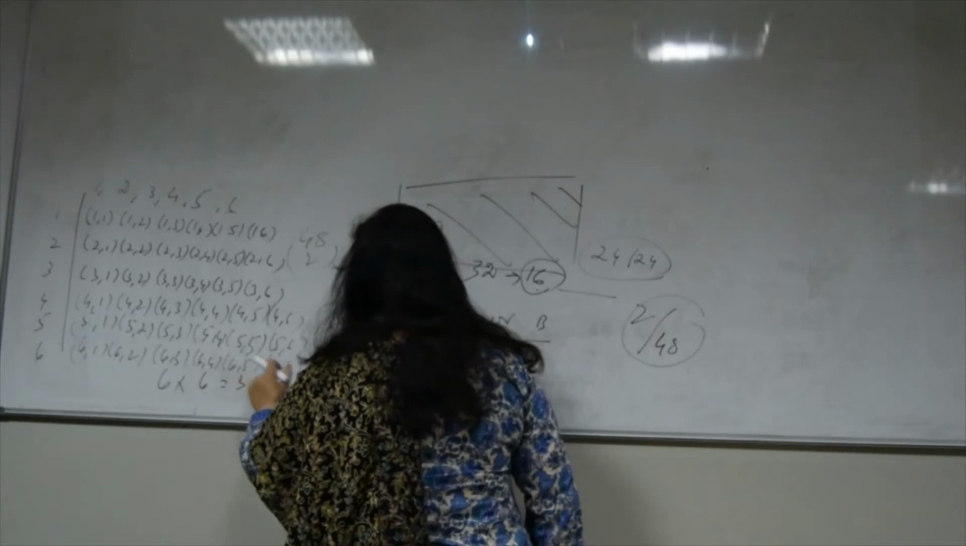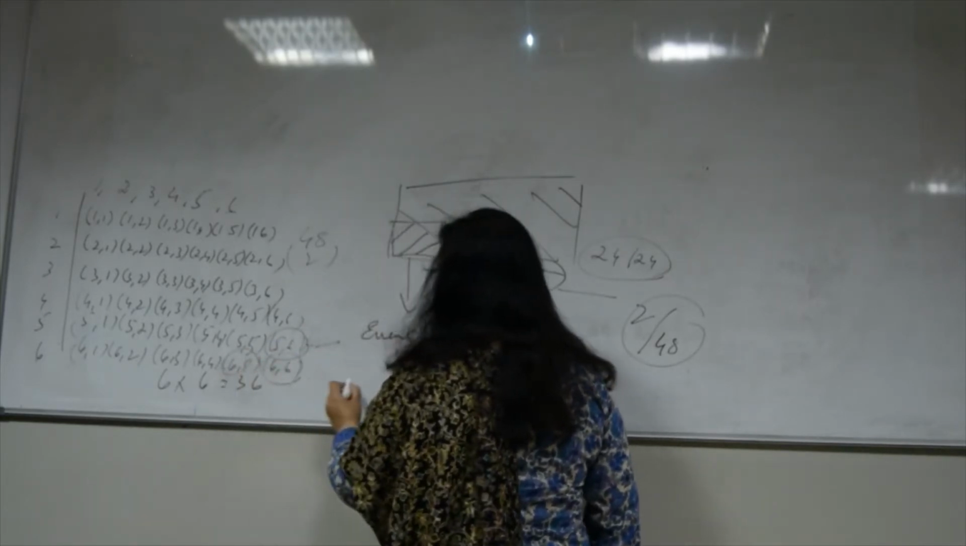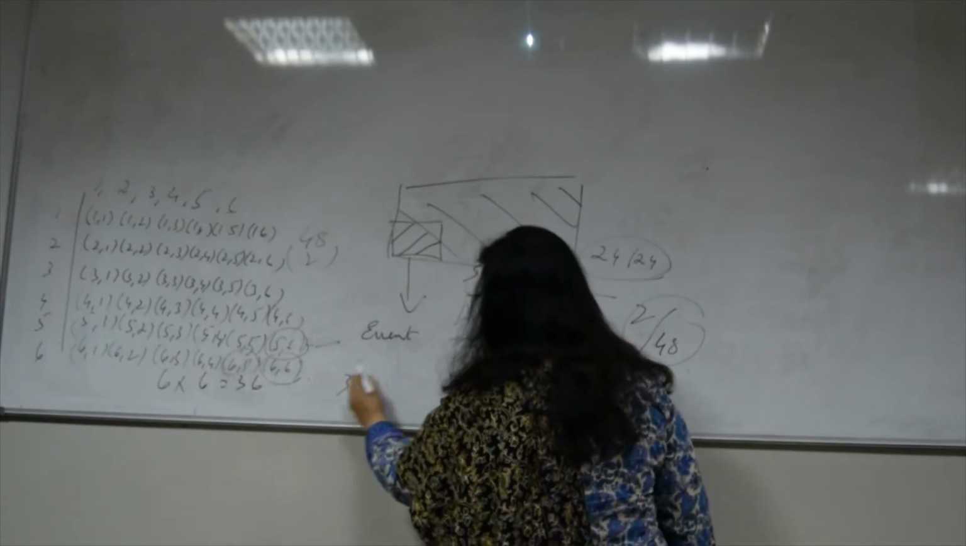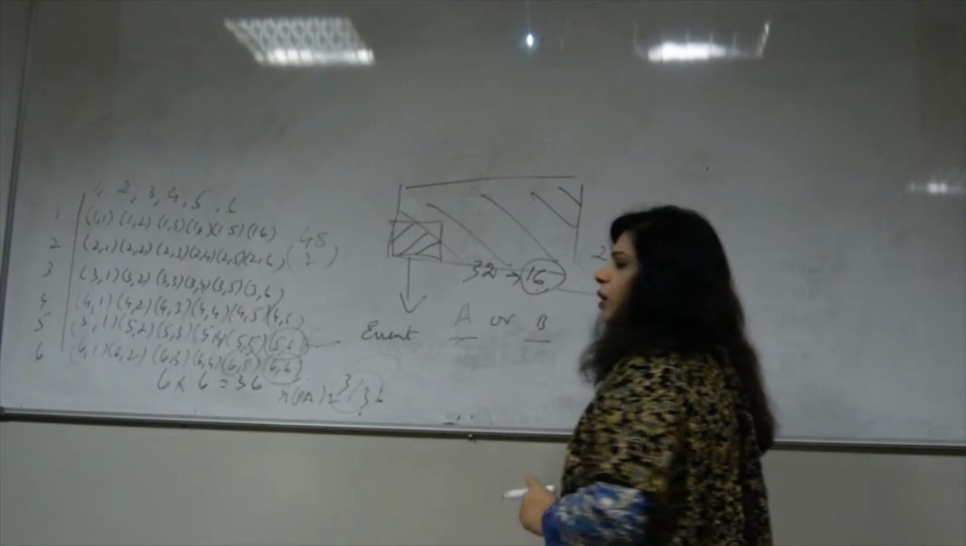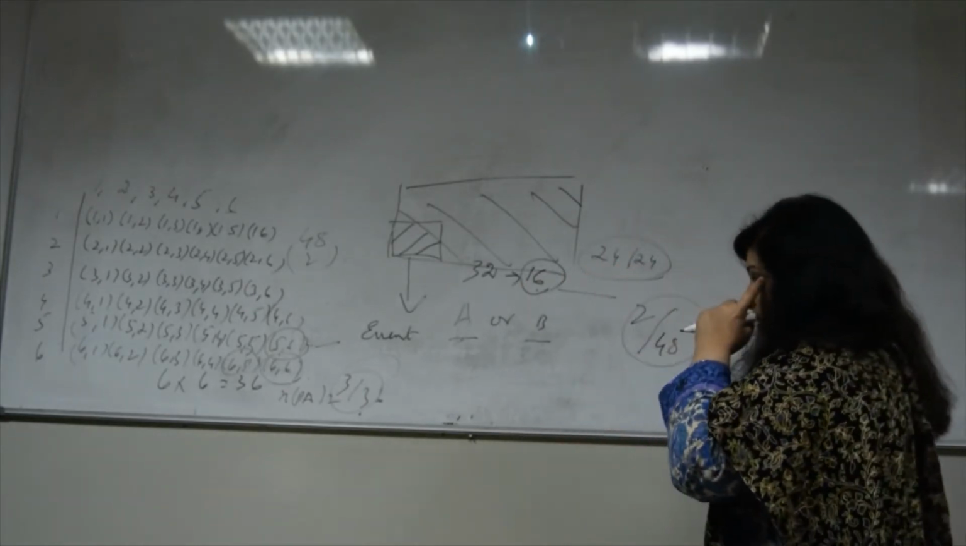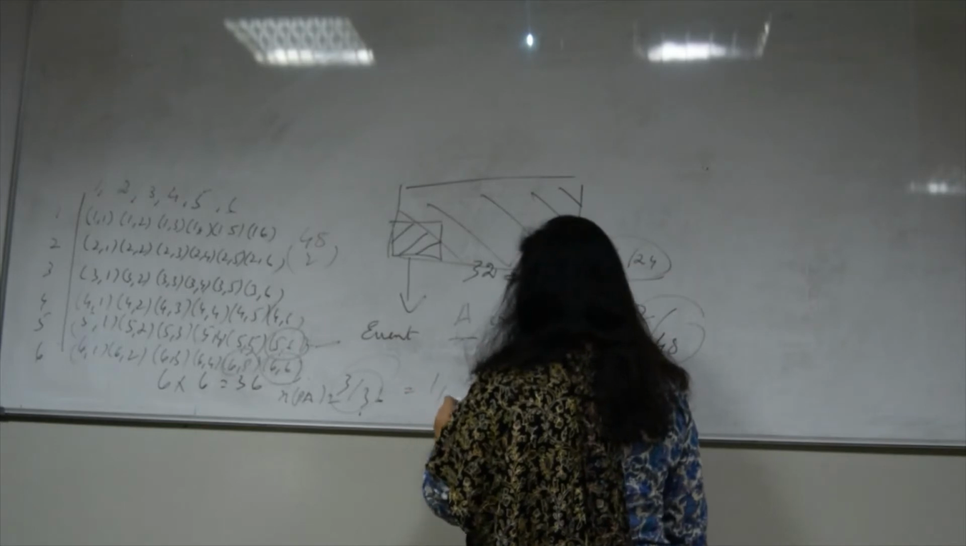Okay. So now you know that this is 11, this is 11, and this is 12. So we have 3 out of 36 possibilities of probability A. So this is how you're supposed to basically do this. And you can just simplify it as 1 by 12.